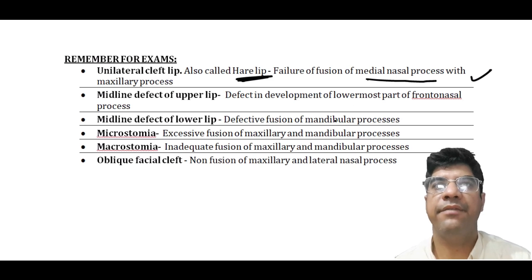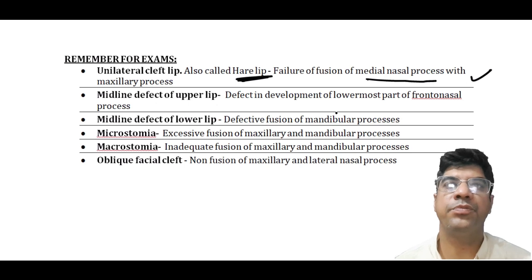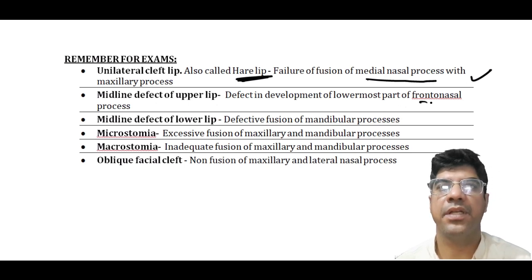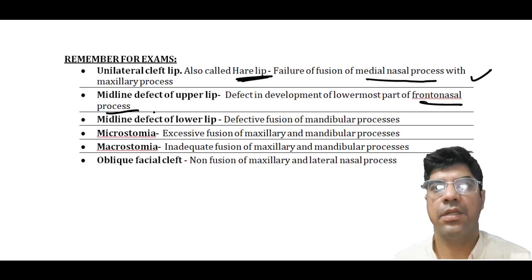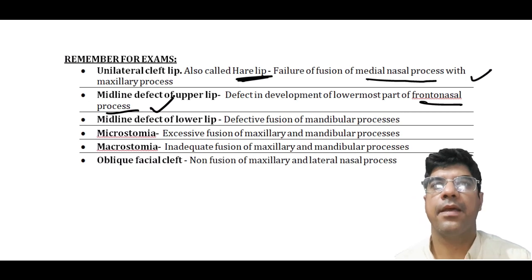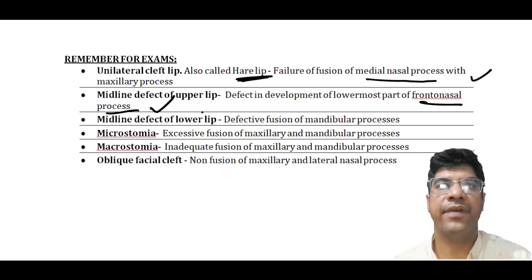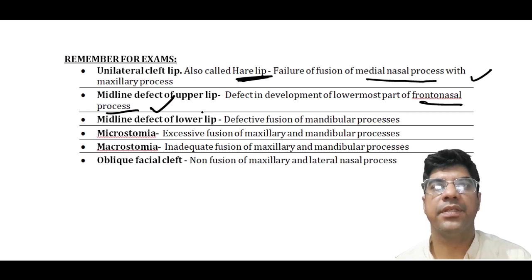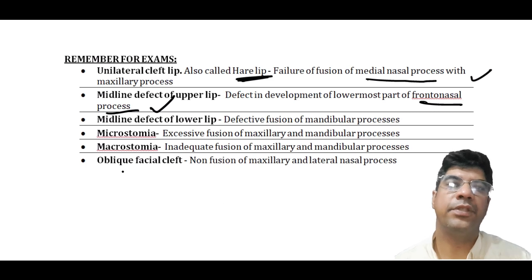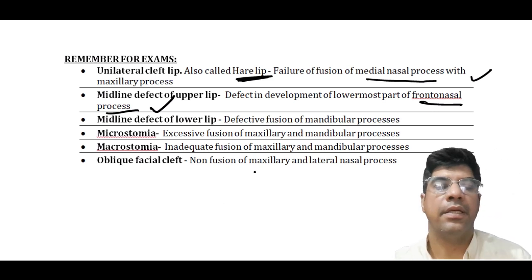The midline defect of the upper lip, that occurs due to the defect in development of the lowermost part of the frontonasal process. So that's the option. That would be the answer. The midline defect of the lower lip, it is formed due to the defective fusion of the mandibular process. The oblique facial cleft occurs due to the non-fusion of the maxillary and the lateral nasal process.